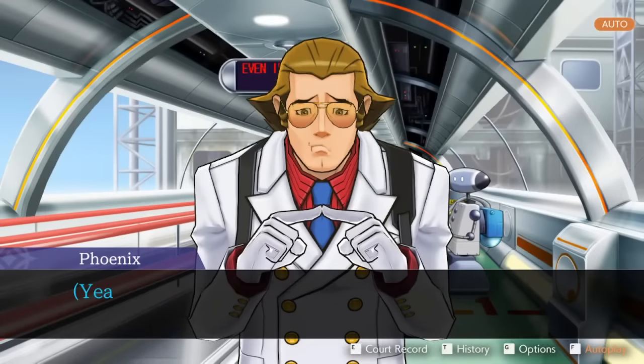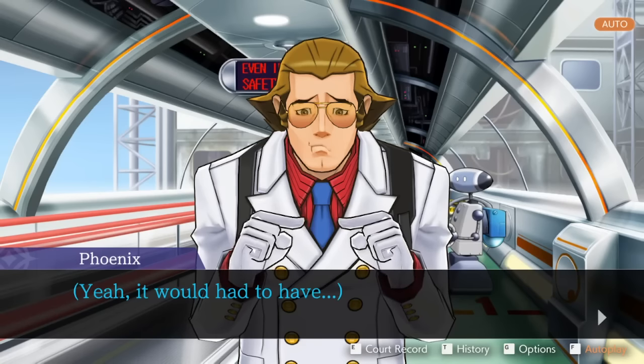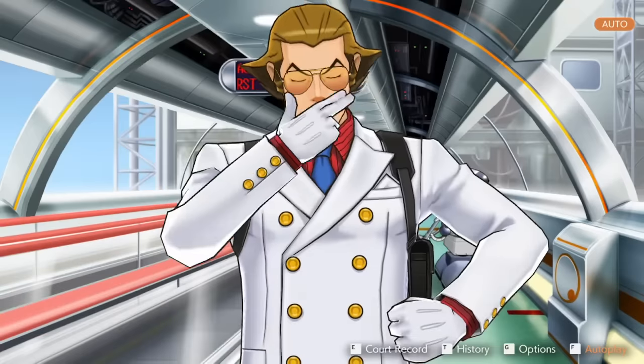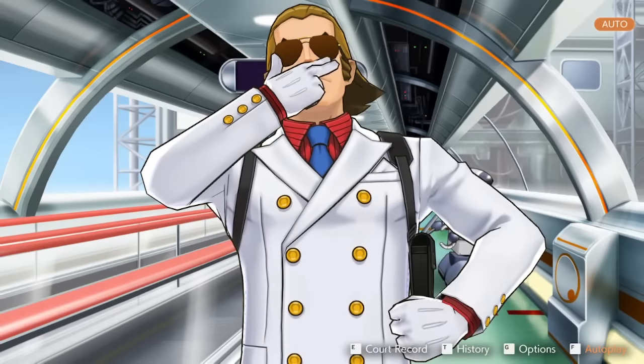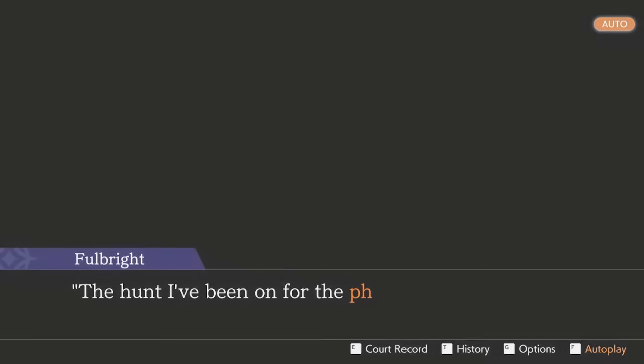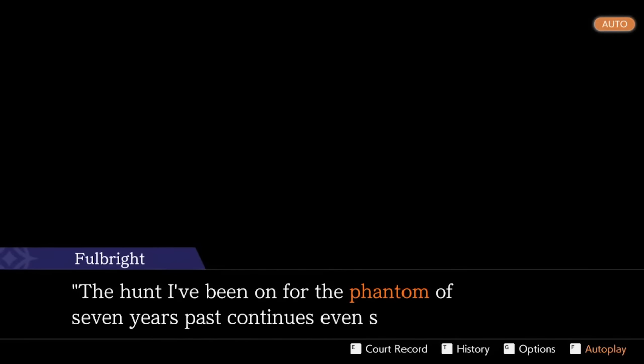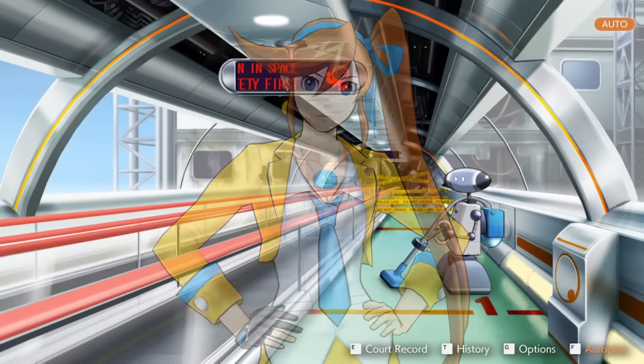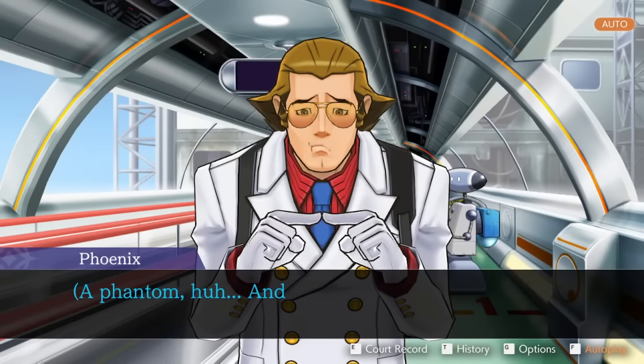And after breaking through some Psyche-Locks, Fulbright explains that he's acting strangely because he's worried about his boss, Prosecutor Simon Blackwell. More specifically, he's worried about the return of the Phantom, a mysterious figure that may not only be responsible for the current case, but a case 7 years ago that Blackwell has a personal connection to.